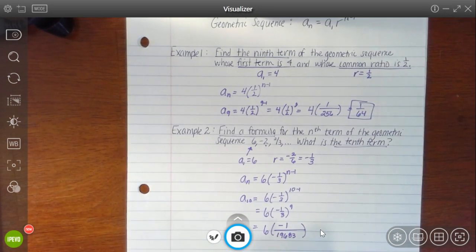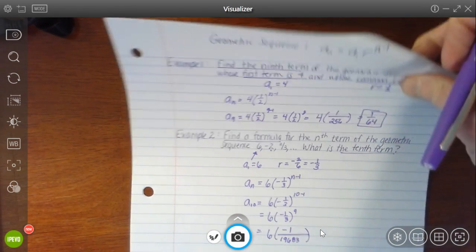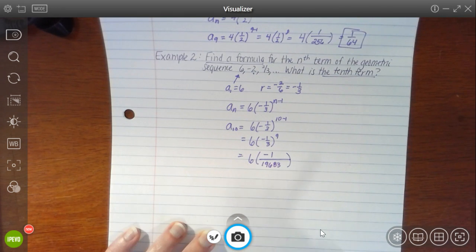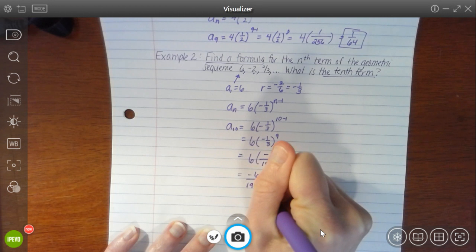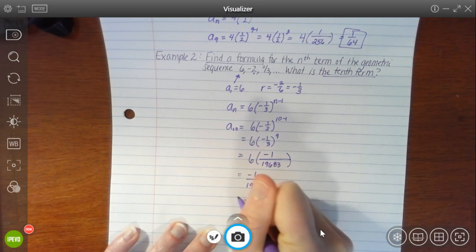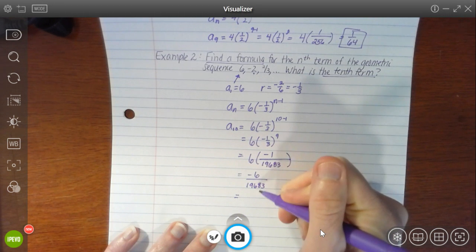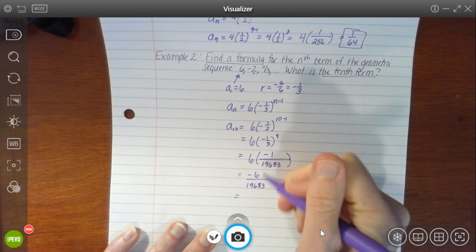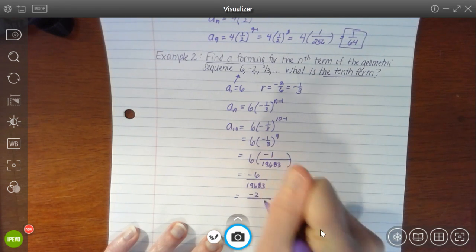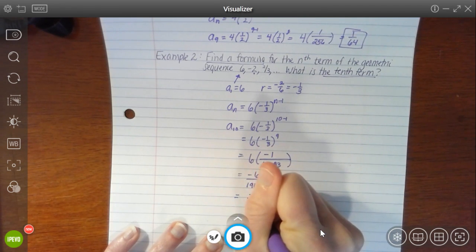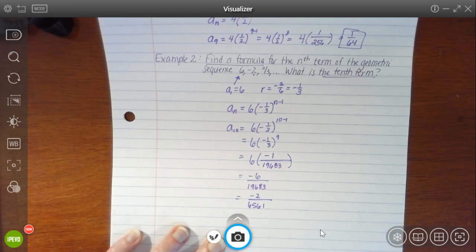And then again, I would multiply these two together. So my fraction would be -6 divided by this value of 19,683. And it turns out we can reduce that fraction. Both of these are divisible by 3. So I can make this become -2 divided by 6,561.